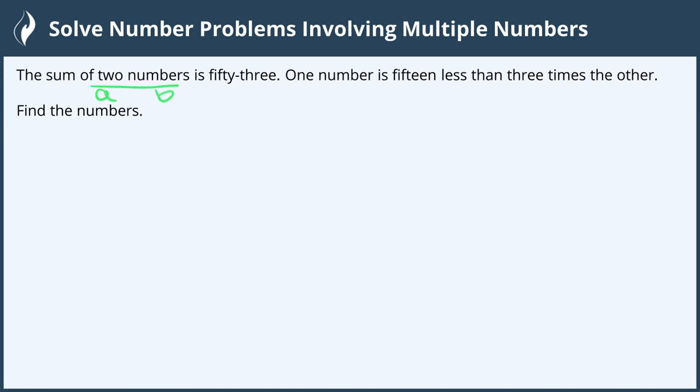So we have the sum of those two numbers translates to equals 53. So we'll have A plus B equals 53. Now the next sentence we need to translate says one of those numbers is 15 less than. We don't know which number, so we can pick either one. It doesn't really matter. So I'm going to use A.